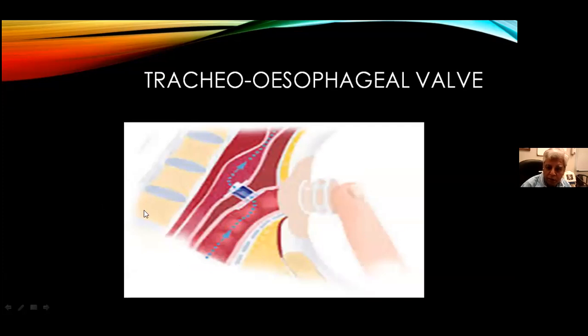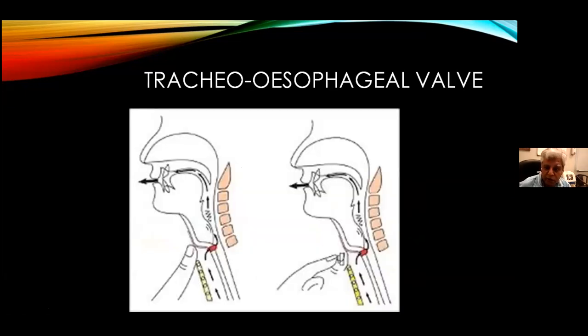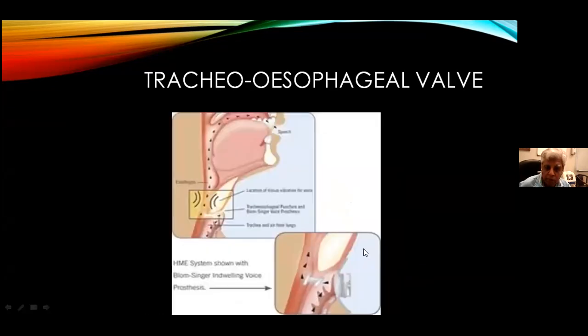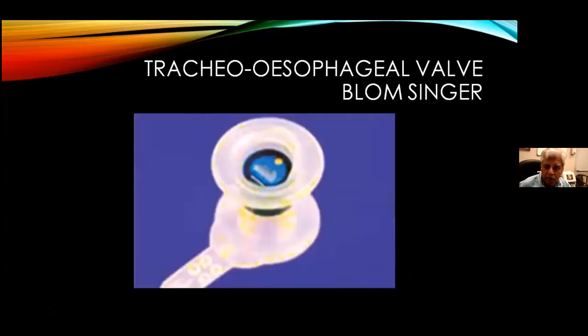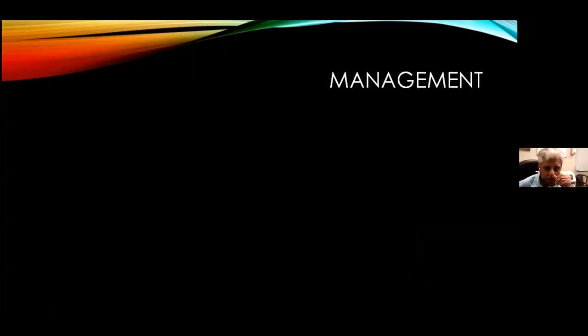Okay, this is the closer picture. This is the trachea, this is the esophagus, this is the valve. Air is going from the trachea. The patient has blocked it so that air does not go out, and it goes from the trachea to the esophagus. It produces vibration, and it produces the voice. Another picture. This is the closer picture of this valve. Various kinds of valves can be put between the trachea and esophagus.